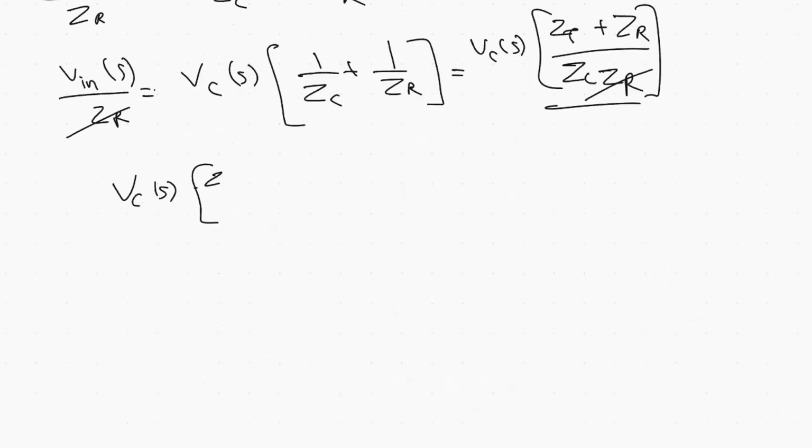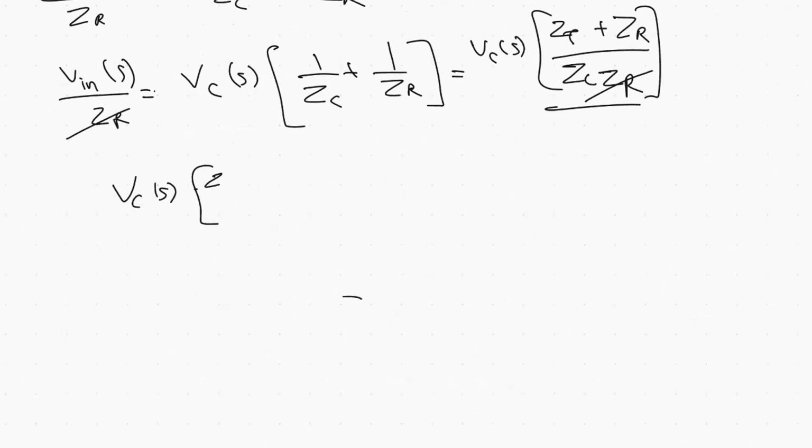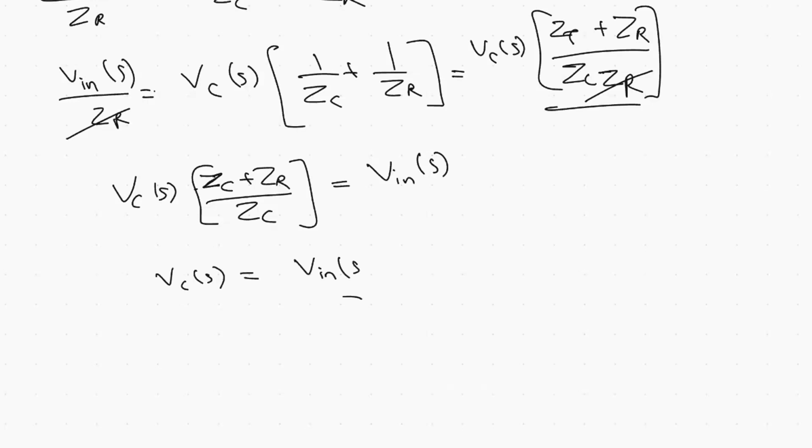ZC plus ZR. I'm just flipping the side. VC of S is equal to Vn of S times ZC by ZC plus ZR. Is that right? Is that correct? Are you following?